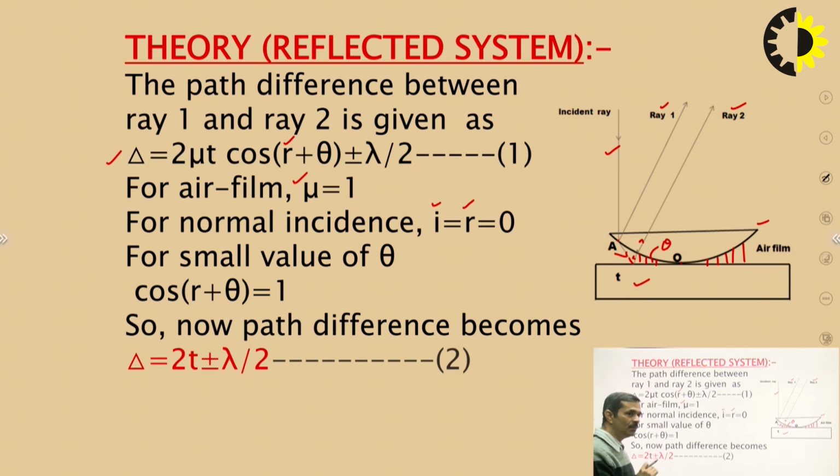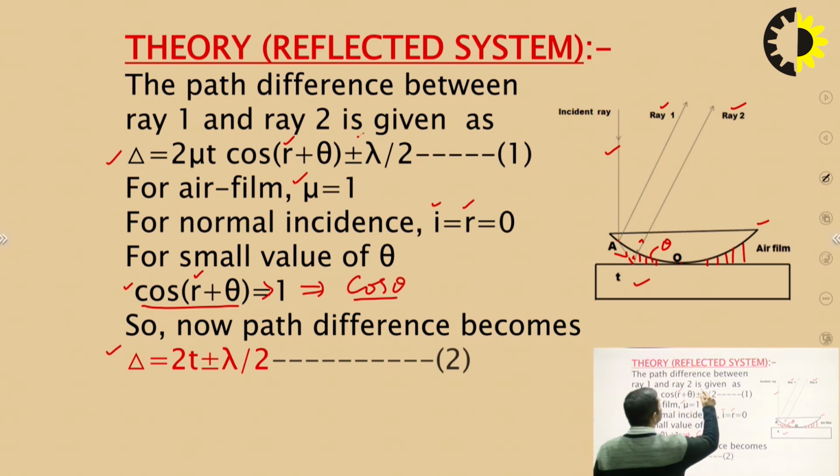For the air film, mu will be equal to 1, and for normal incidence, the angle of refraction will be 0. So the value of cos(r plus theta) becomes cos theta, and for a small value of theta, cos theta tends to 1. That's why this factor cos(r plus theta) tends to 1 in equation 1. Mu will be 1. So finally the path difference will be 2t plus or minus lambda by 2.